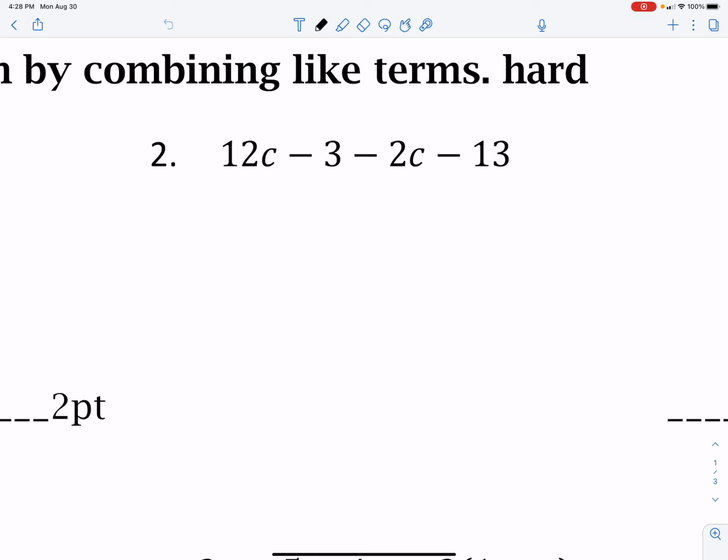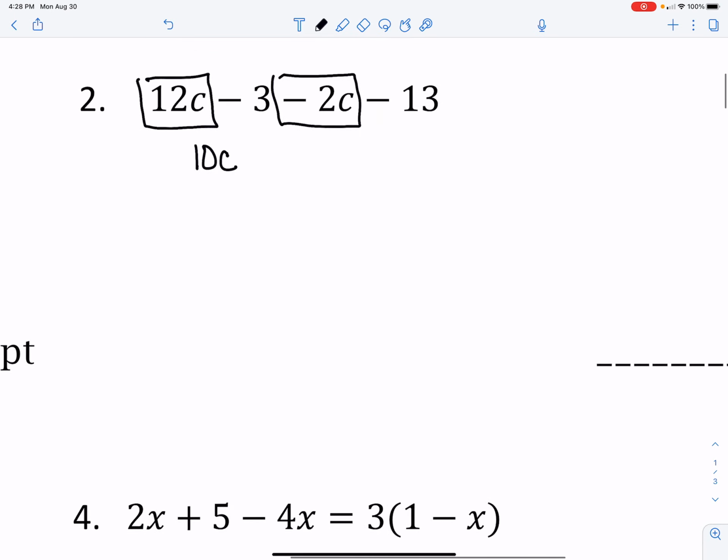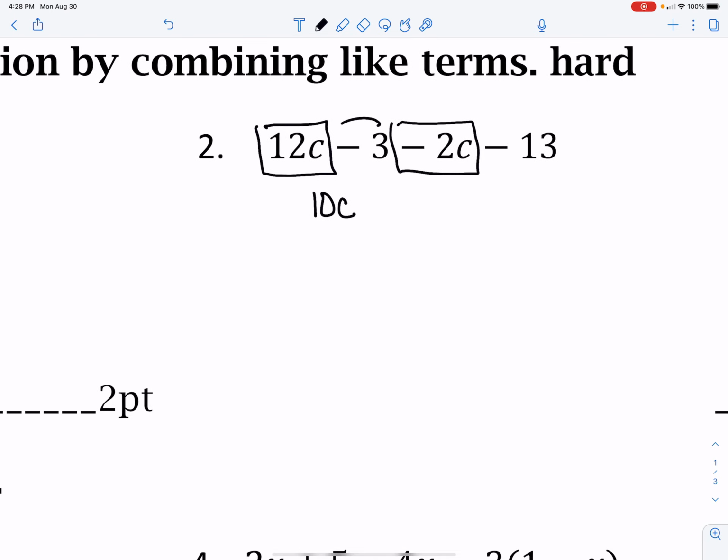Now on this one, there is no distribution happening. It is an expression, no equation, so we are just going to combine like terms. So we have 12c and negative 2c. Those two will come out to 10c. Then we have negative 3 and negative 13, which are both constant terms, so that gives me negative 16, okay?